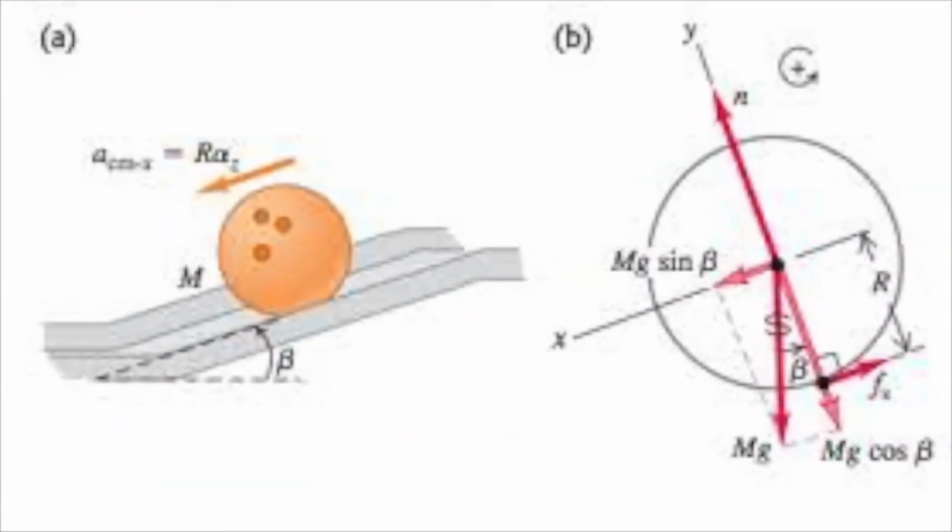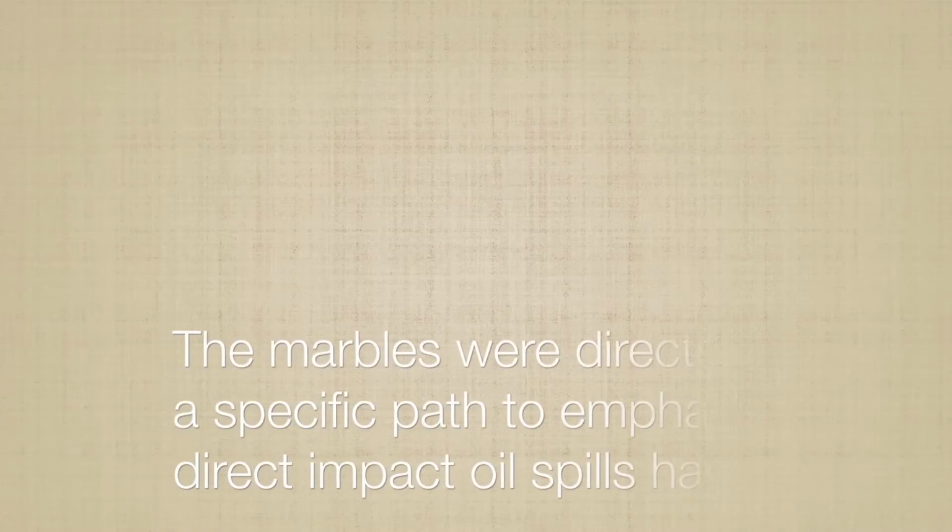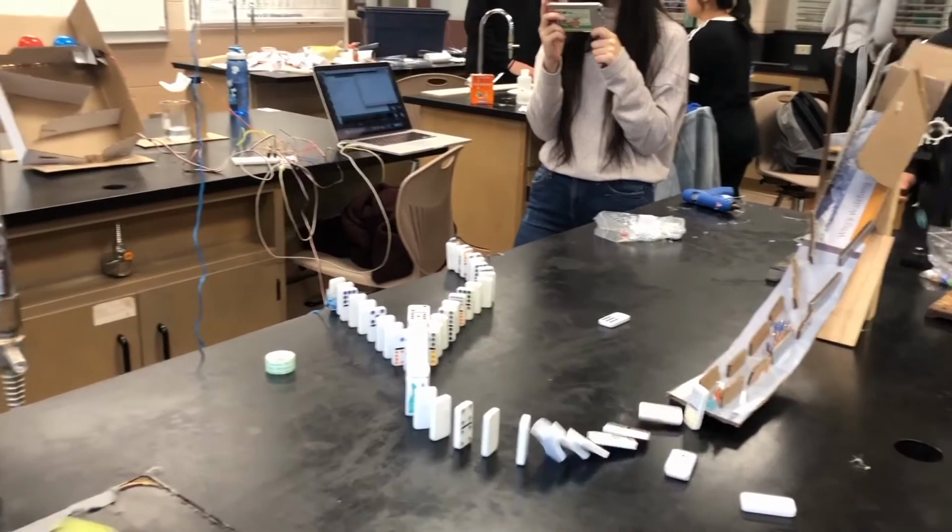The force of gravity causes the marbles to accelerate, in addition to the loss of gravitational potential energy and the increase in kinetic energy which is gained with vertical distance. The marbles were directed along a particular path to symbolize the direct impact oil spills have on aquatic ecosystems. The marbles then tumble into the dominoes, causing a butterfly effect.